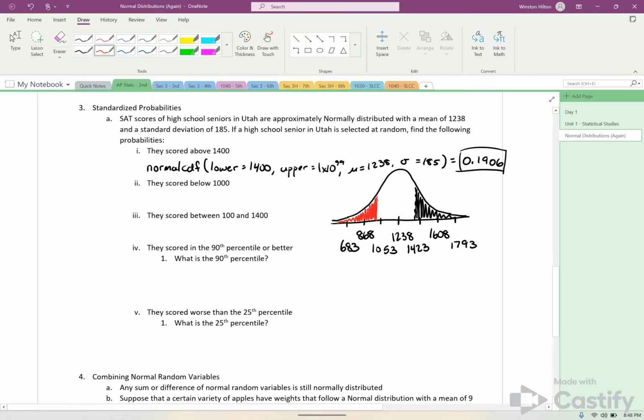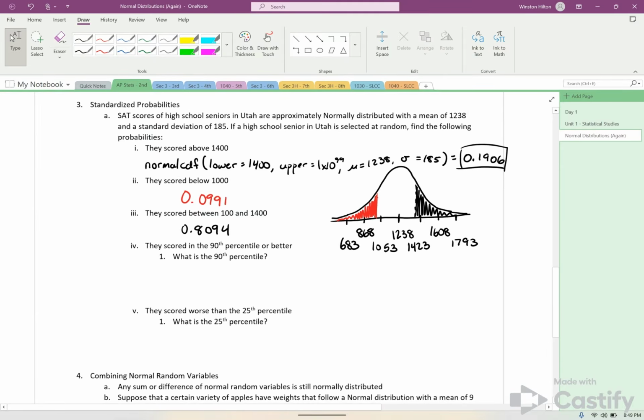Probability that they scored between 1,000 and 1,400. Again, pretty straightforward to get in your calculator. Use 1,000 as the lower bound, 1,400 as the upper bound. Same mean, same standard deviation as before. That gives us a probability of 0.8094.